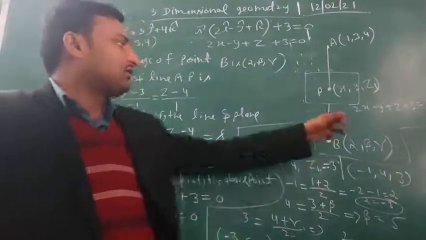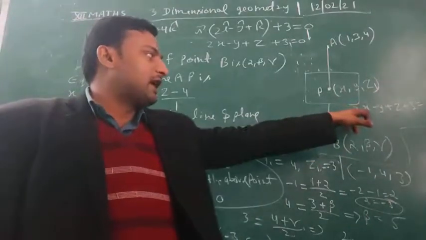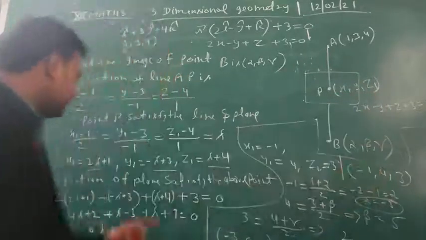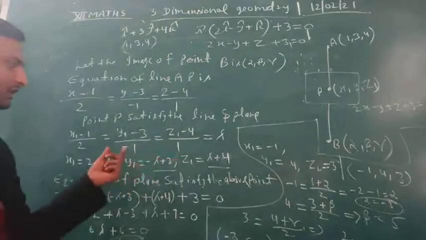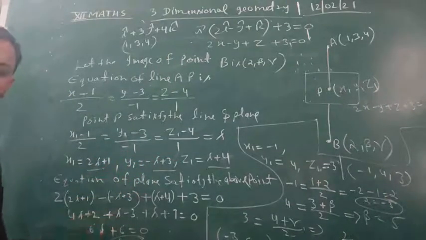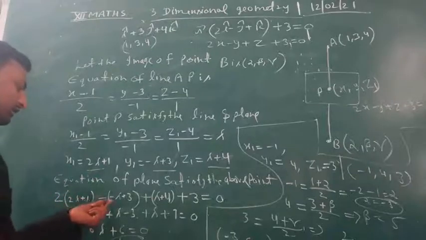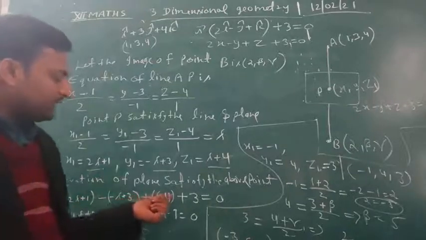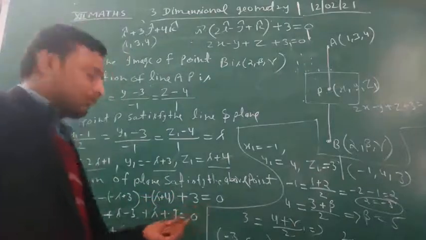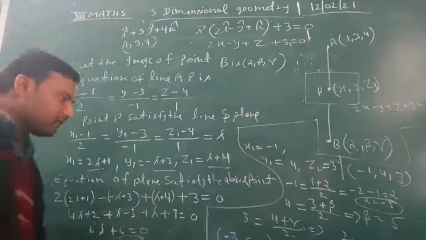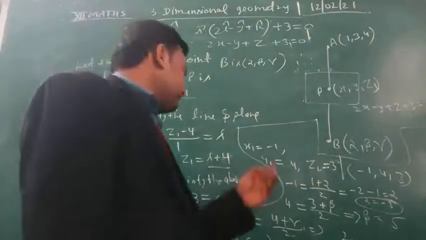So the equation of plane must satisfy the above point also. So students, we use x as x1, y as y1, z as z1, and we can substitute the values in their place. So we write 2 lambda plus 1 minus lambda plus 3, lambda plus 4 plus 3 is equal to 0. So after solving this, we get lambda is minus 1, students, and x1.